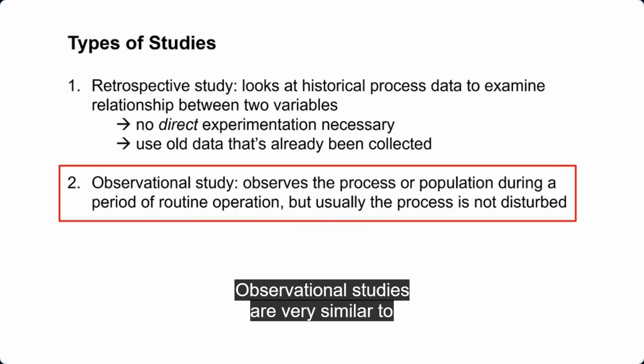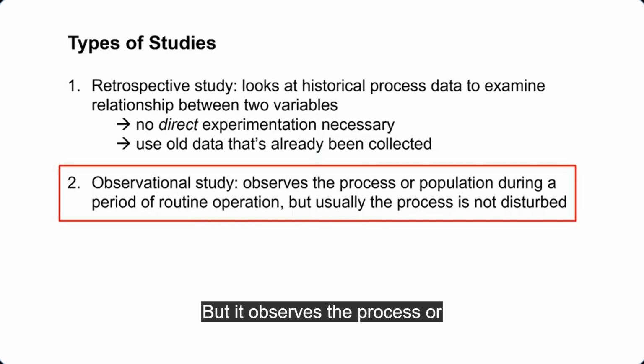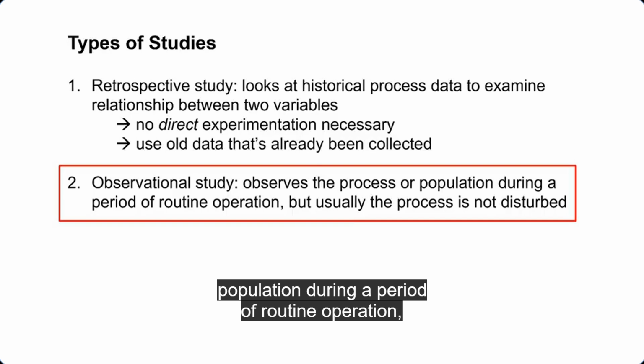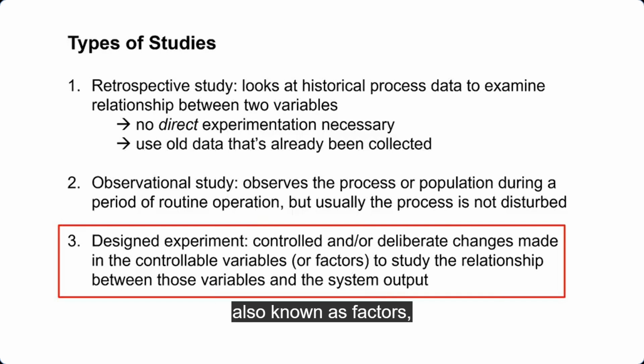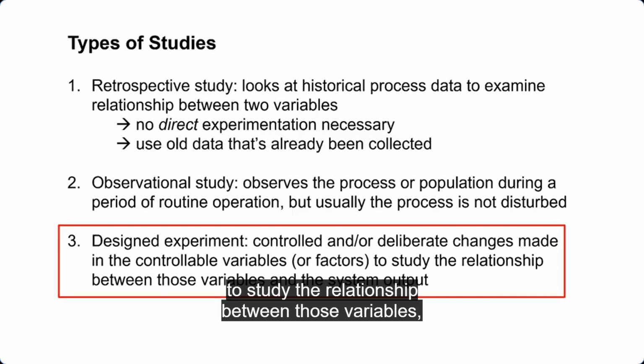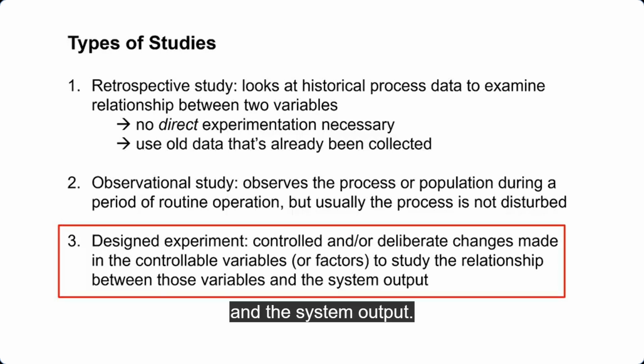Observational studies are very similar to retrospective studies in that you're just looking at information, looking at data, but it observes the process or population during a period of routine operation, and usually the process is not disturbed. A designed experiment, in contrast, is where controlled or deliberate changes are made in the controlled variables, also known as factors, to study the relationship between those variables and the system output.